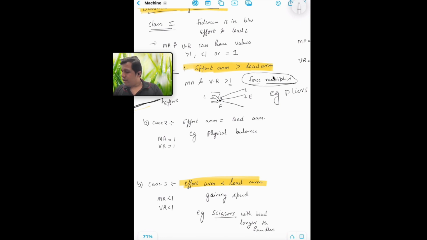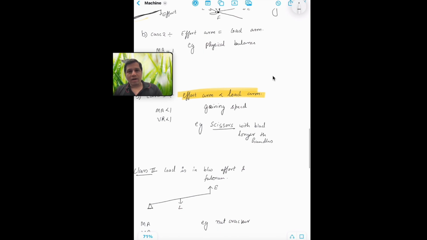And when there is a case that effort arm is shorter than load arm, Scissors is one example. So scissors with blades longer than handles. Let's say you have scissors like this. I'm making a very rough diagram, something like this. So this is your fixed point. This is your load arm now, and this is your effort arm.